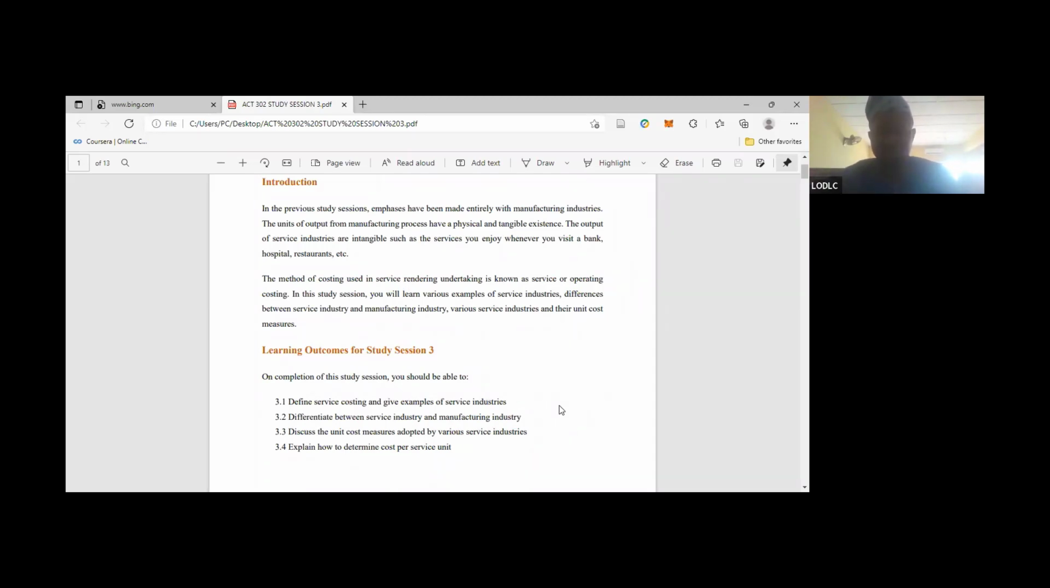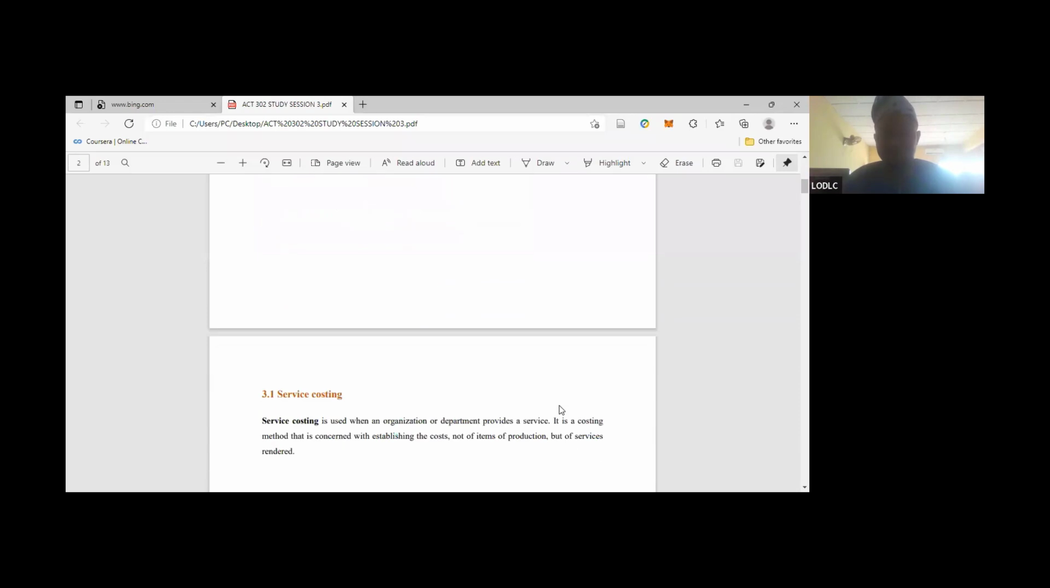So now, last session, we talked about product costing. This class will be talking about service costing. At the end of this lecture, we'll be able to understand what service costing is all about and to give relevant examples of service industries that are engaged in service costing. Then we should be able to differentiate between the service industry and the manufacturing industry. The one we were talking about before can be categorized under the manufacturing industry. That is the product costing we discussed. Then we should be able to discuss the unit cost measures adopted by various service industries. And lastly, we should be able to explain how to determine cost per service unit.